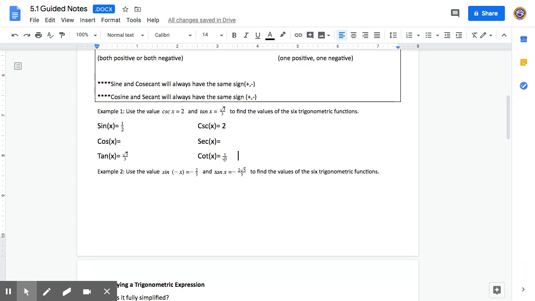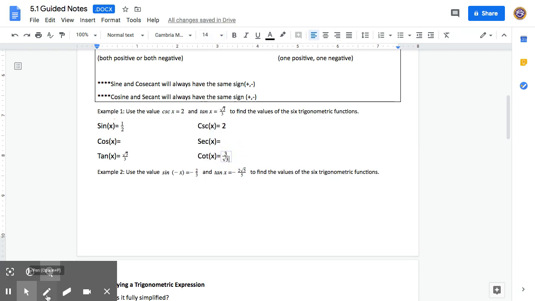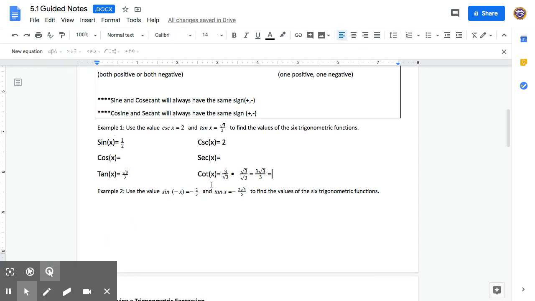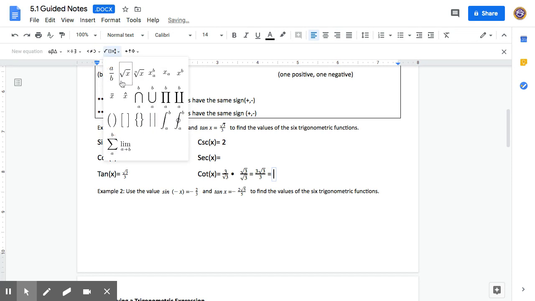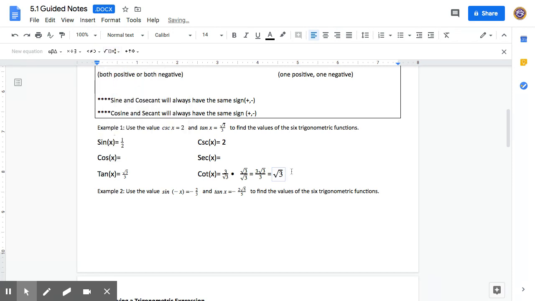So now we do have to rationalize the denominator, so that's where we get the square root out of the denominator. So we want to multiply by root 3 over root 3. When I do that, I end up getting 3 times root 3 on top, and then the square root of 3 times the square root of 3 is the square root of 9, which is just 3. And then I can cancel out these 3's to get a final answer of just the square root of 3. So that would be cotangent.